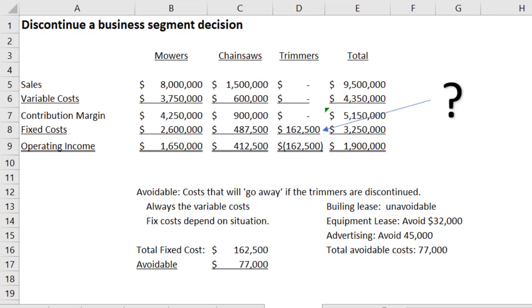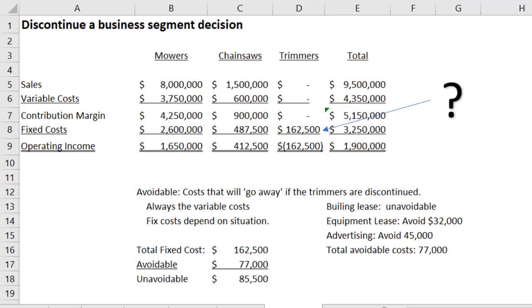If we look at a list of our fixed costs, we see that the building lease, equipment lease, and advertising make up our fixed cost. The building lease is unavoidable, so that's going to be there. For the equipment lease, we can avoid $32,000 in equipment that's only used to make the trimmer. So if we quit making the trimmers, we would avoid the $32,000 in equipment lease for the trimmer equipment. For the advertising, we could avoid $45,000, because there's some advertising that just advertises the trimmers, and we would quit doing that.